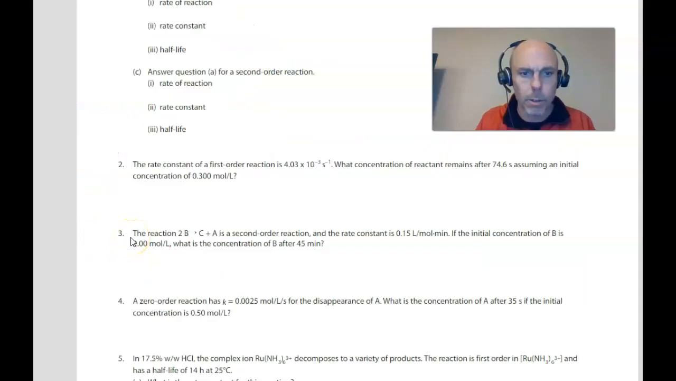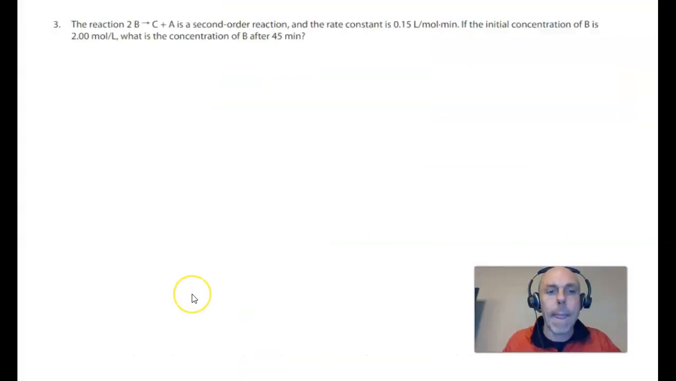All right, we're back to those review questions. We're going to do 3 now, and that'll be the final problem we will solve in this lecture. So question 3 says the reaction between 2 B atoms or molecules yields a C and an A. It's second order. The rate constant is 0.15 liters per mole times minutes.